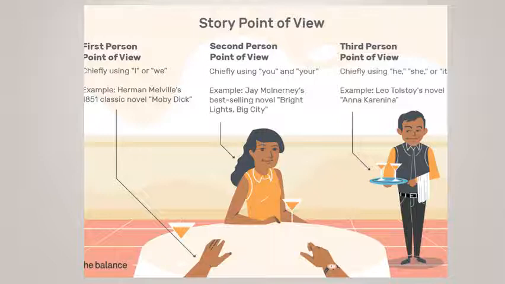So first person, and you can see where the arrow is, is basically you talking about yourself. So you can say words like I or we. Now second person, you see, is the person sitting across the table, and you use words like you or your. So it could be talking to another character or to the audience. Now third person is told by a narrator who is not part of the story at all. So you use words like he, she, or it.